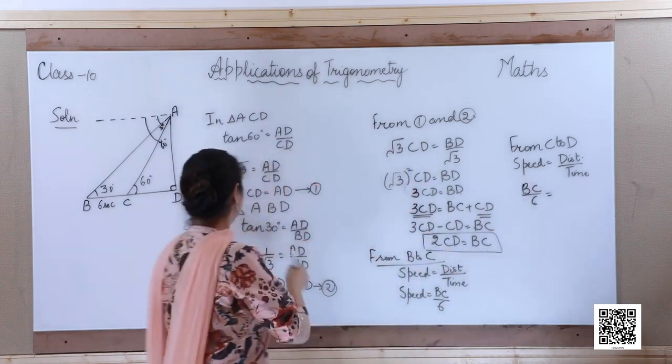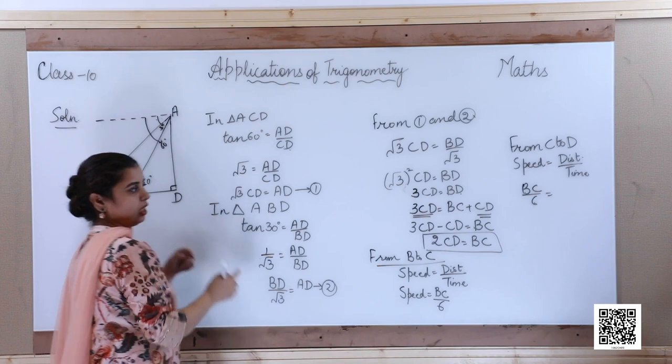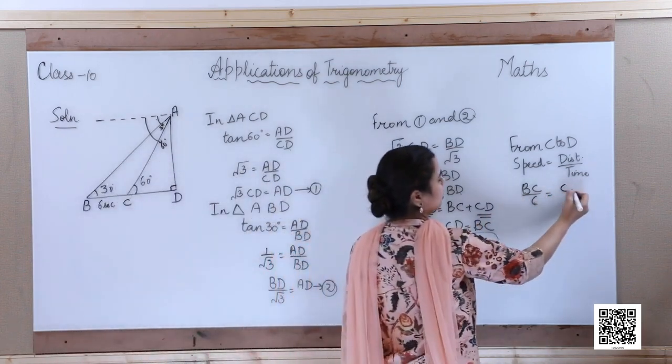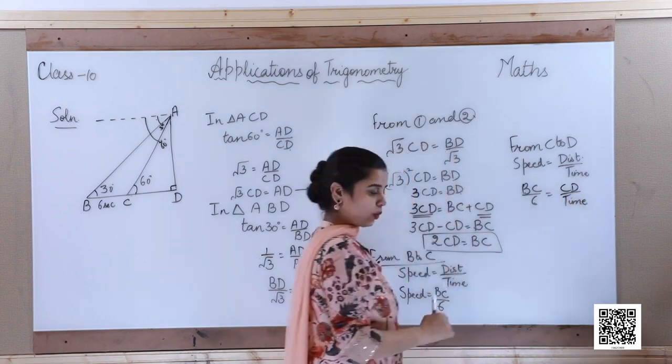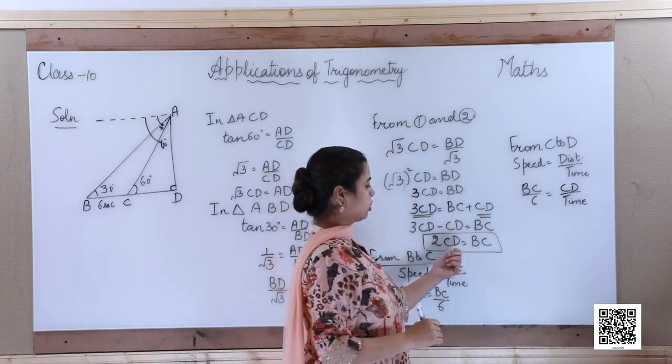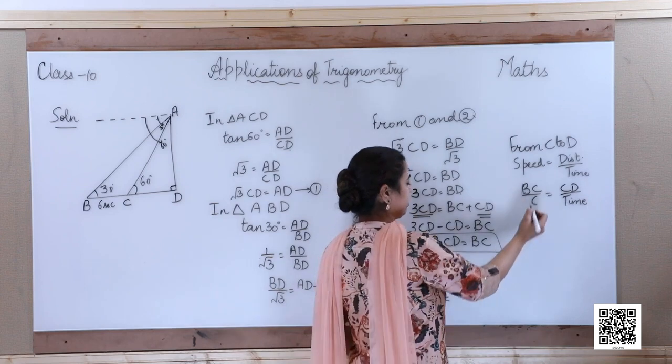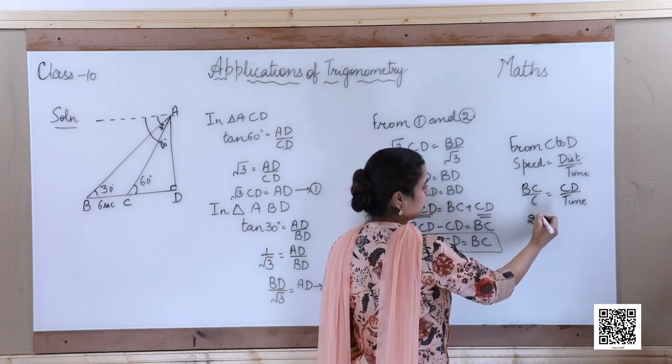Distance is this much, CD. So I will write CD. Time we have to find. That is the thing that we have to find in this question. Now there is a relation between BC and CD. I will write BC is equal to 2 times CD.